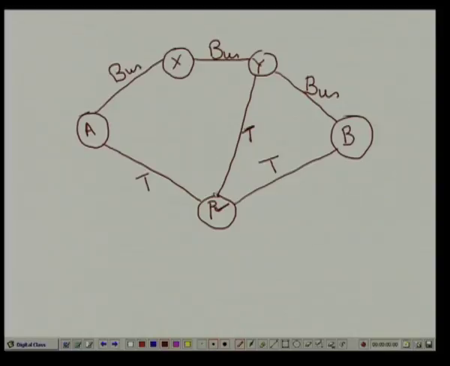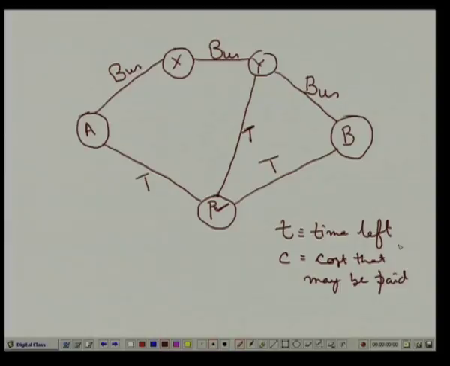So, here I find that okay, I have got say some amount of time left, t is the time that is left. I have to reach within that time, and say c is the cost that may be paid. All right. Now, I have these two parameters, and sitting at this point I have to make a decision.